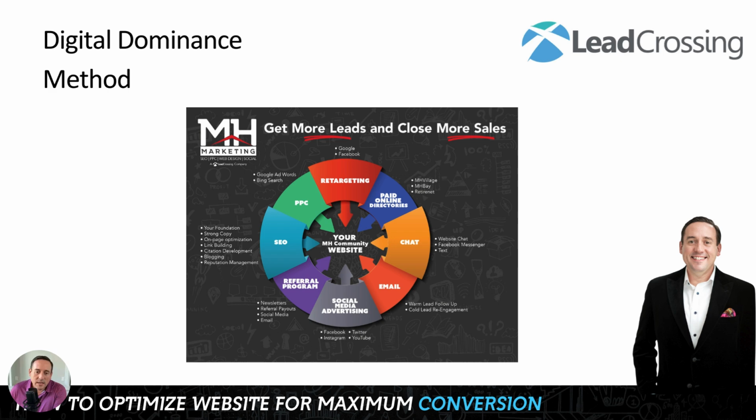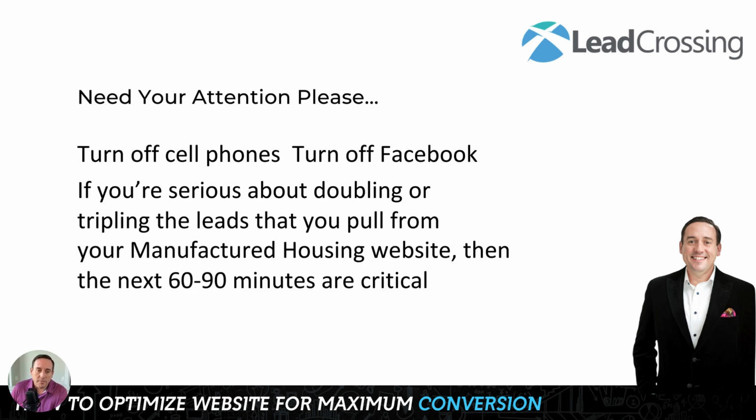So, when we're talking about how to optimize, the first thing that we typically reference internally is our digital dominance method. And you may have seen this graphic before if you've been following us for any time. Our idea is that everything that you have should point back to your website. And so, whatever the traffic source is, everything should be leading there. That way, you can optimize your website to convert the best.